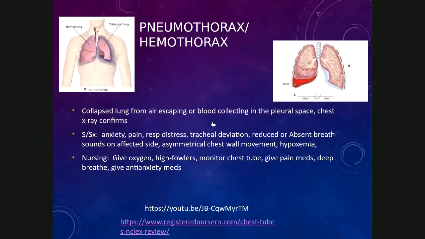So let's move on to pneumothorax and hemothorax. Pneumo meaning air, heme meaning blood. You see your air on this side, you see your blood on this side. It's simply a collapsed lung from air escaping or blood collecting in the pleural space. Chest x-ray confirms it. Your signs and symptoms are going to be anxiety, pain, respiratory distress, tracheal deviation. That's something you'll see on the imaging.